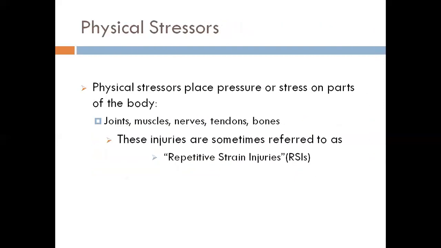Physical, we will see physical factors. Physical stressors place pressure or stress on parts of the body like joints, muscles, nerves, tendons, bones. It depends on our activity, our lifestyle, how we are using our computing equipment, how we are sitting. Due to this, our body will be affected, and joints, muscles, nerves, tendons, and bones will be affected.